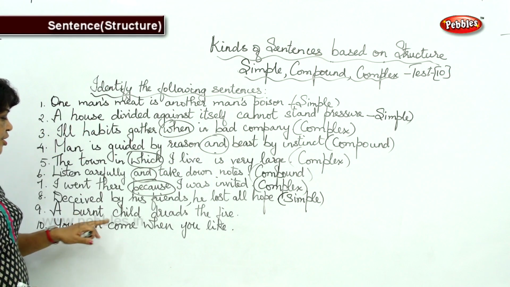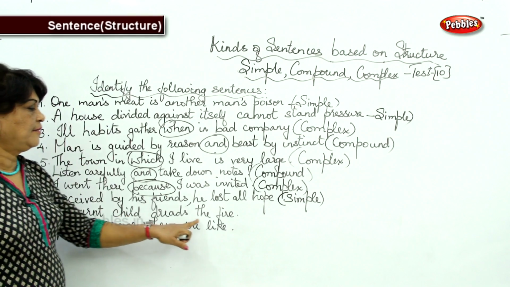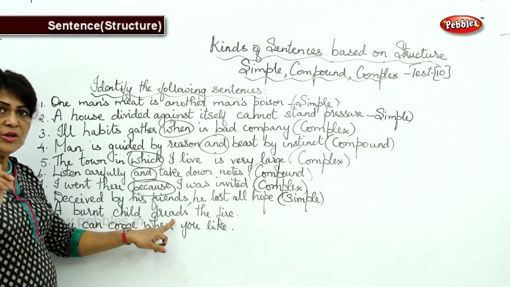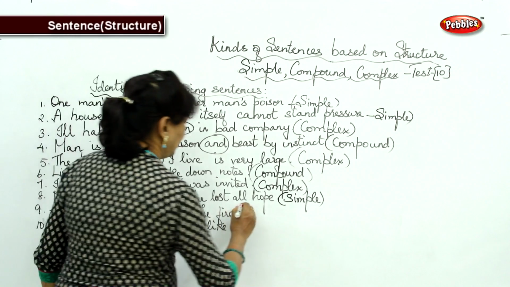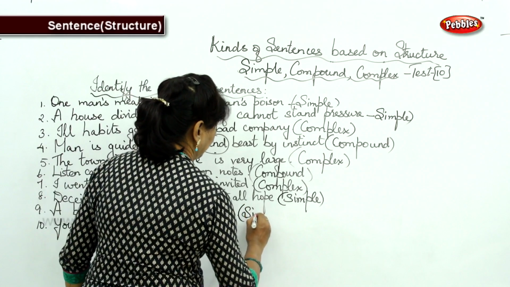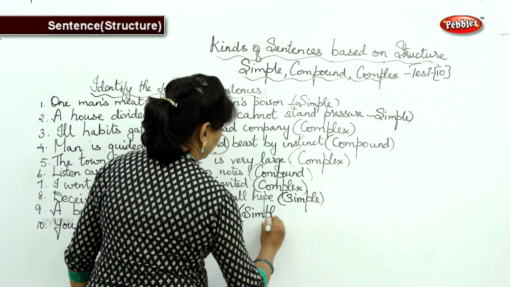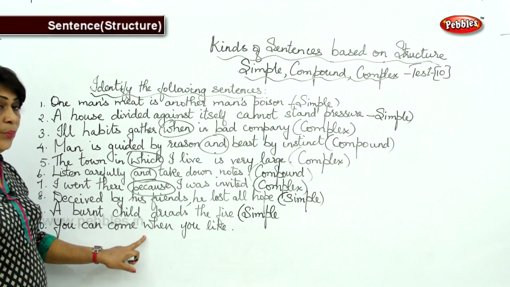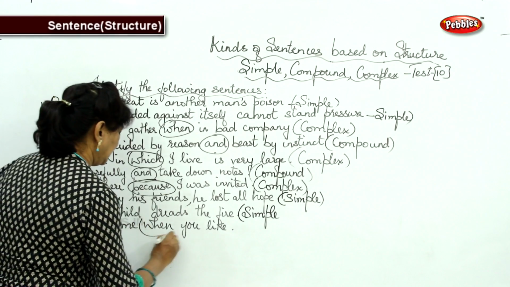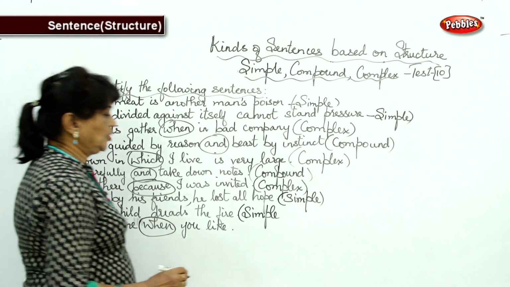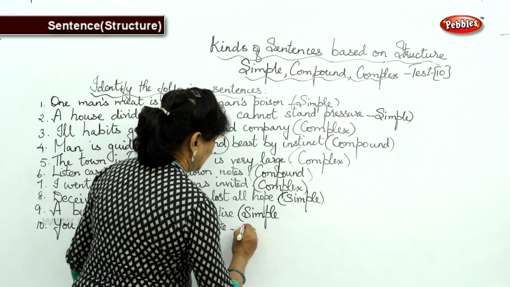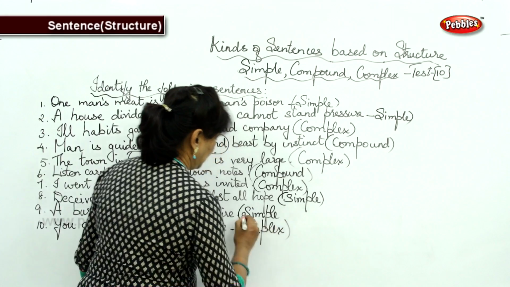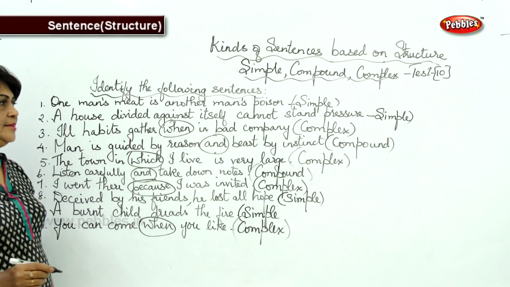A burnt child dreads the fire. Here also, with dreads, there is only one finite verb. So, again this is simple. You can come when you like. When is a subordinate conjunction, and so it is complex. It is a complex sentence.